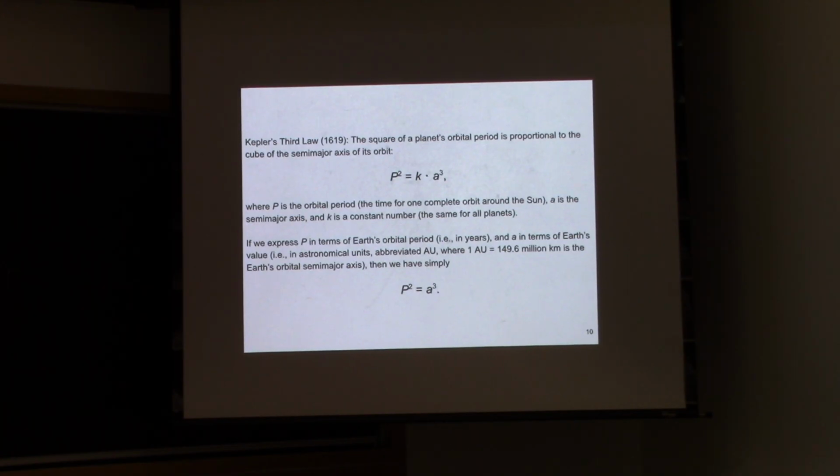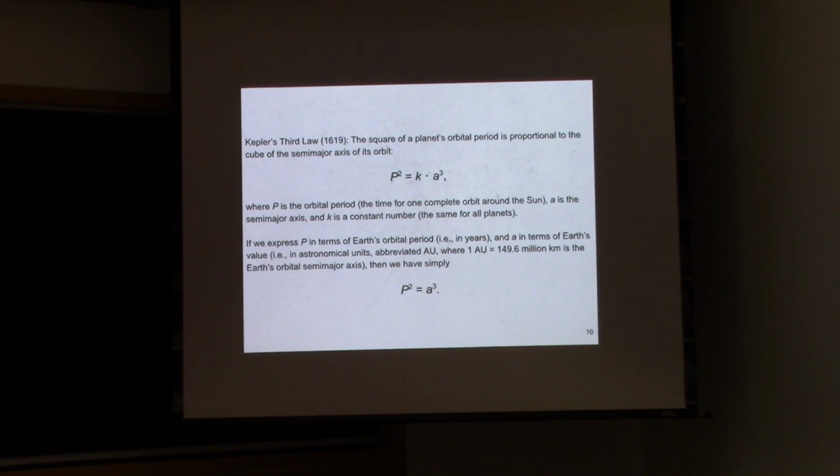The square of a planet's orbital period is proportional to the cube of the semi-major axis of its orbit. Or in other words, P squared is some constant, k we'll call it, times a cubed, where P is the orbital period, the time for one complete orbit around the sun, a is the semi-major axis, and k is a constant number, the same for all planets.